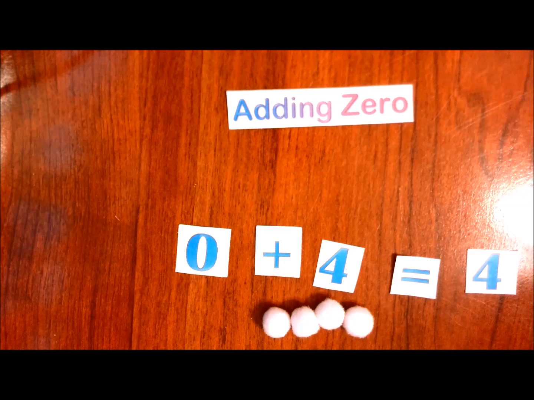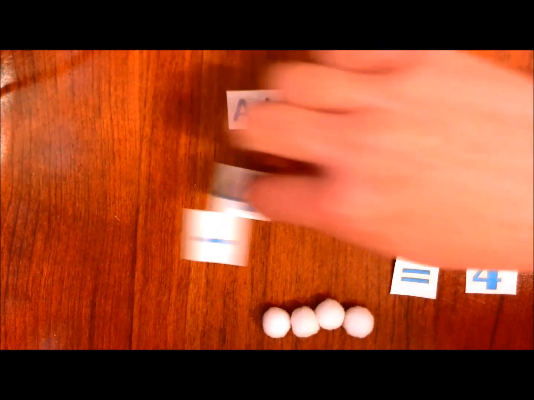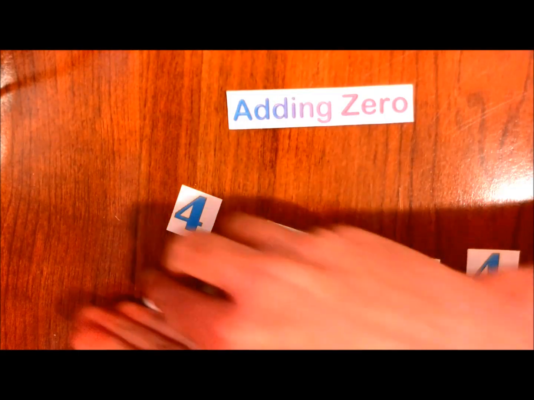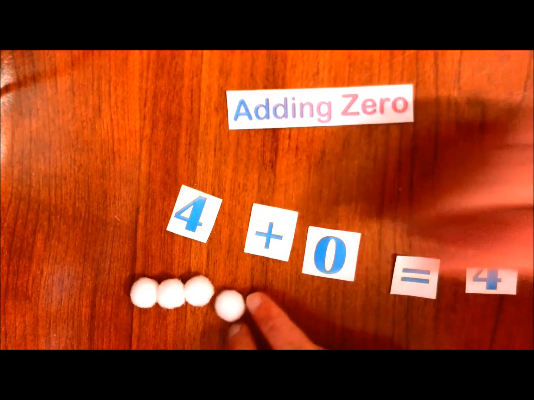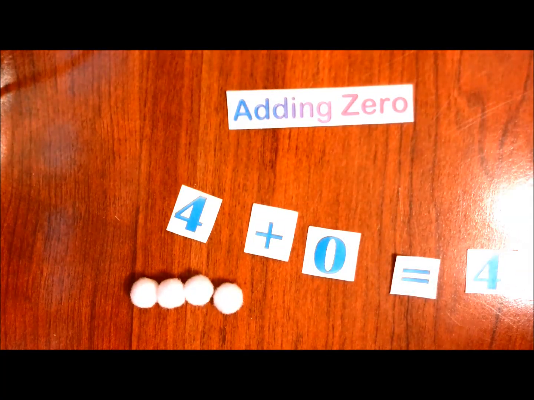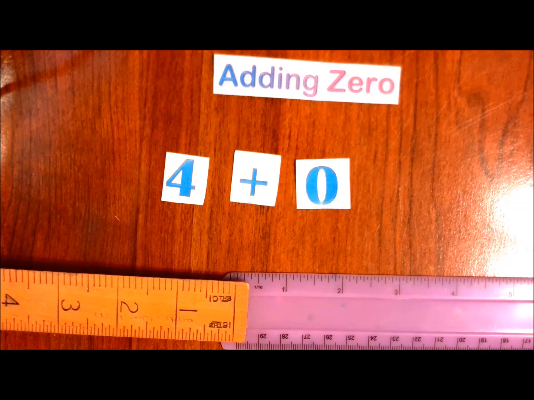Now what happens if you switch the order? You will get 4 plus nothing, or 4 plus 0, is equal to 4. So you see the total does not change with the order of 4 and 0, and so therefore 0 plus 4 equals 4 plus 0. Let's now show it the roller way.